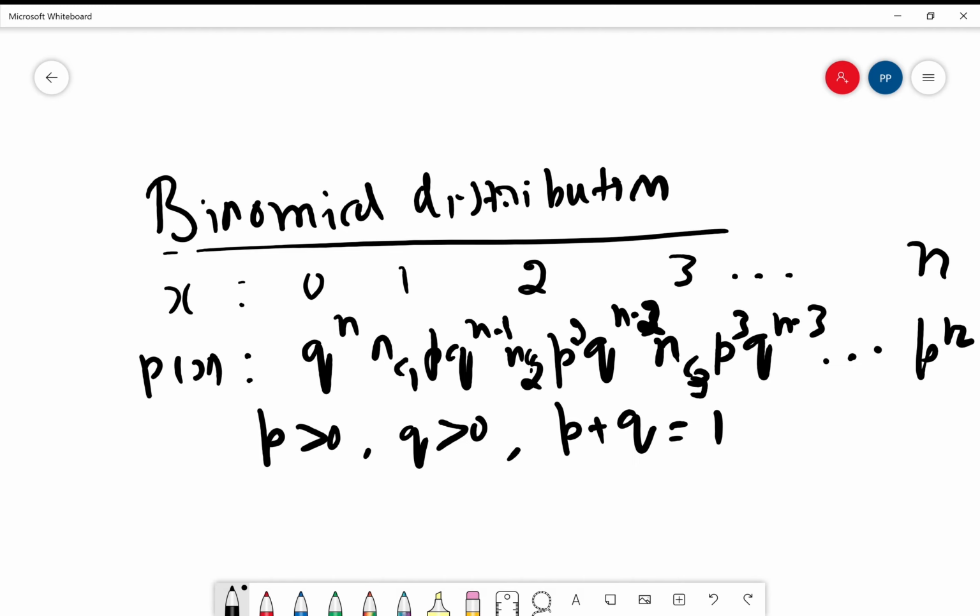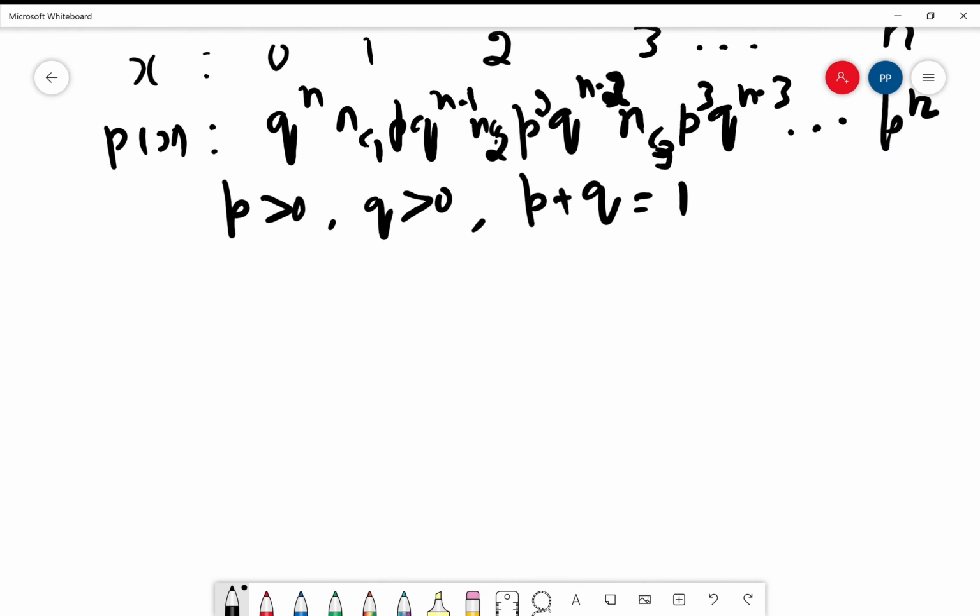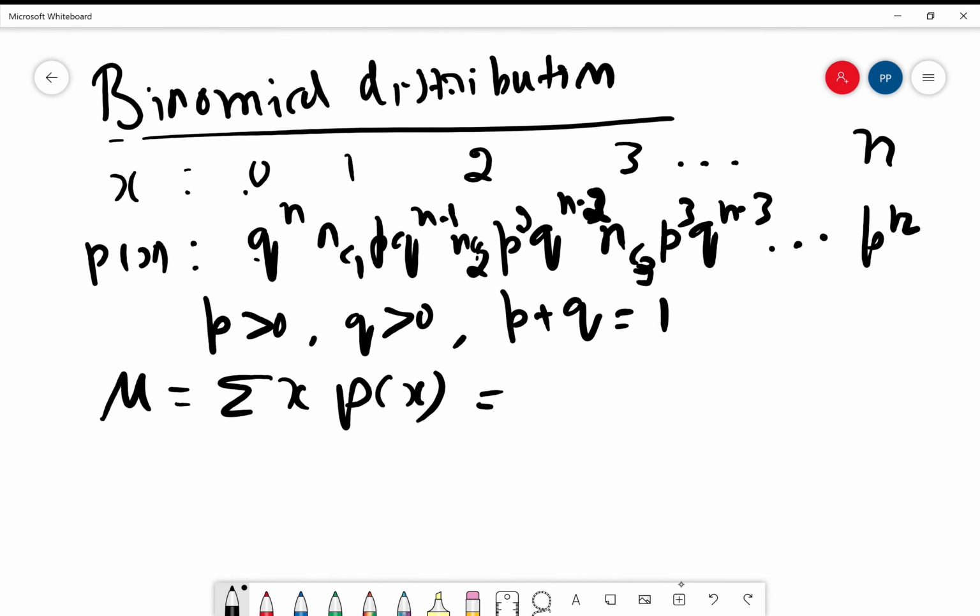The standard problem here is finding the mean. There, we have to use this formula: mu equals sigma x into p of x, which is nothing but you have to multiply this with this, this with this, this with this, and you have to simplify. Using a result, you have to get that mean as n into p.